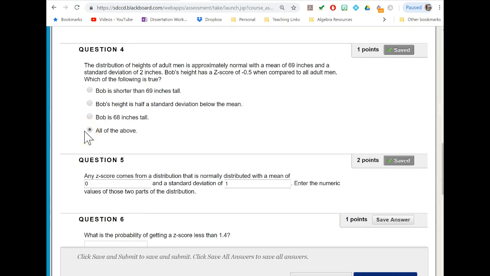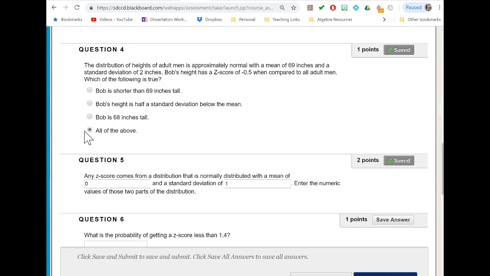All right, question 4. Looks like I've already done some of these. The distribution of the heights of adult men is approximately normal, with a mean of 69 and a standard deviation of 2. And then he has a z-score of negative 0.5. I do like this type of question because typically we would just revert to calculator shortcuts like normal CDF or inverse norm. But this question requires that you understand what a z-score means.